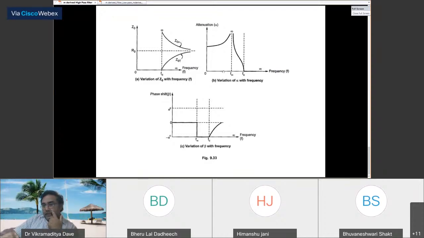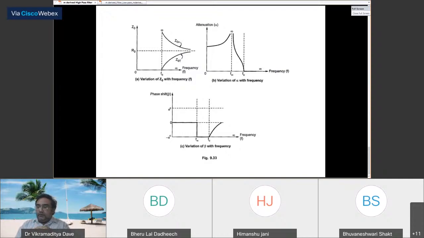So the design engineer tries to place it, not superimposed over fc, but near the cutoff frequency. This is the only work to be done by the design engineer for this high pass filter. Now it is very clear how beta varies with the frequency. In the stop band it is pi, and in the pass band it varies according to the formula sine inverse. So I am leaving it here.